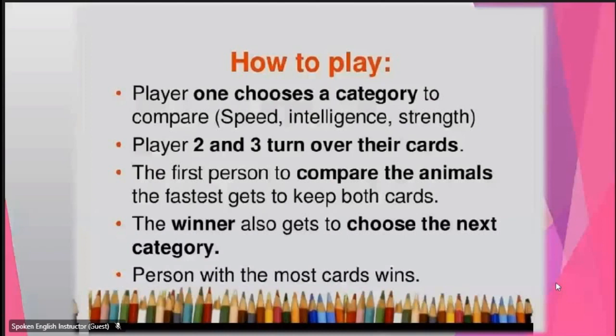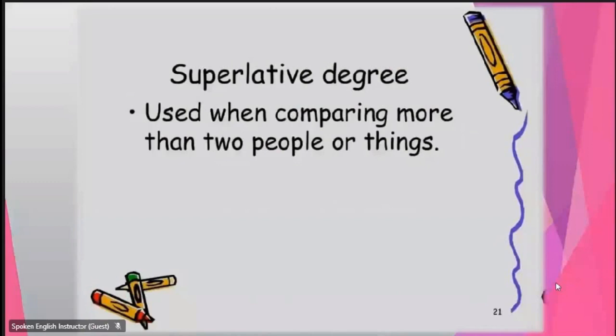Okay, so on the screen we have the third and last degree of today's lecture, degrees of comparison. Superlative degree. Superlative, it is saying itself that it contains something that is super, that is premium, that is prestige, that is at the top. Superlative degree is used when comparing more than two people or things.